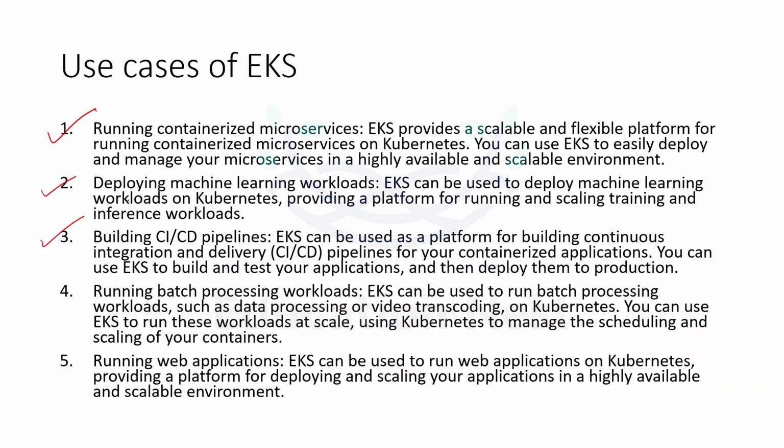using EKS. We can run the batch processes on EKS like video transcoding, rendering, data processing. So you can run these workloads at scale and you can also schedule these workloads. You can run the web applications as well, providing a platform for deploying your applications into a highly available and scalable environment. So this is all about Kubernetes over here, or say the EKS service of AWS.